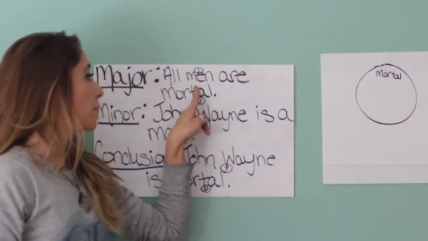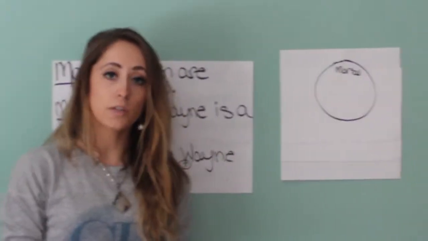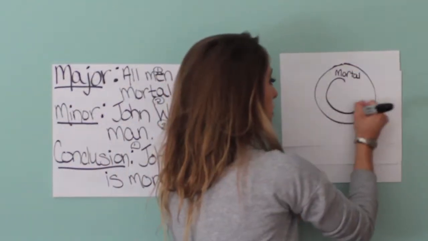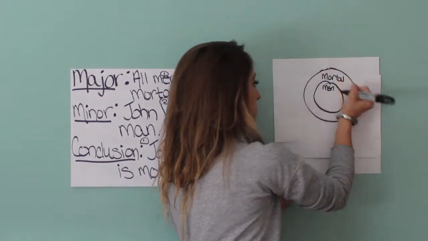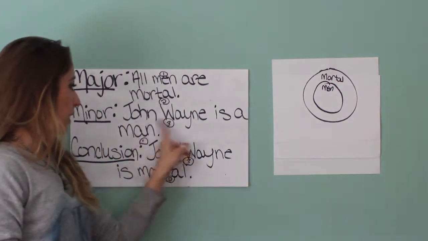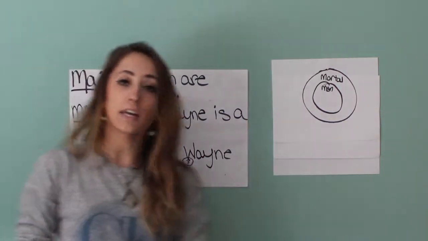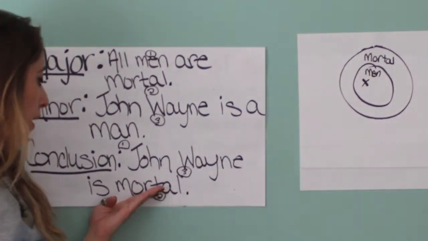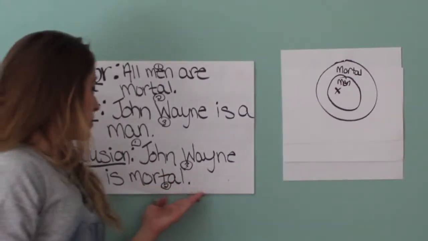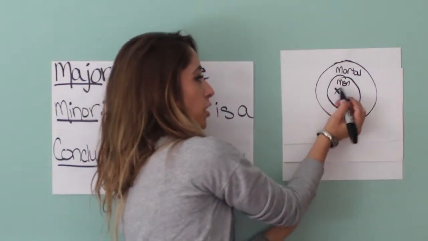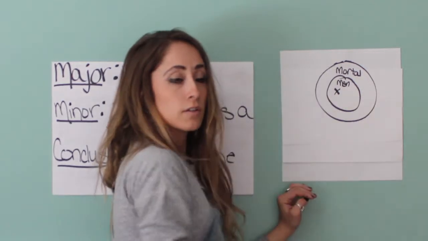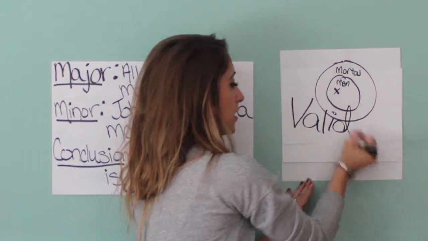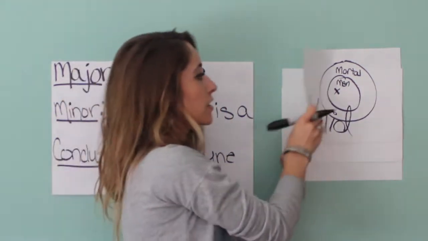Now it says all men are mortal. So that means the men category has to go inside the circle of mortal. It says John Wayne is a man, so I'm going to put an X in the men category. And our conclusion is John Wayne is mortal. Can we see that John Wayne is a man and it's in the mortal category? So this statement is valid. And it is also true.